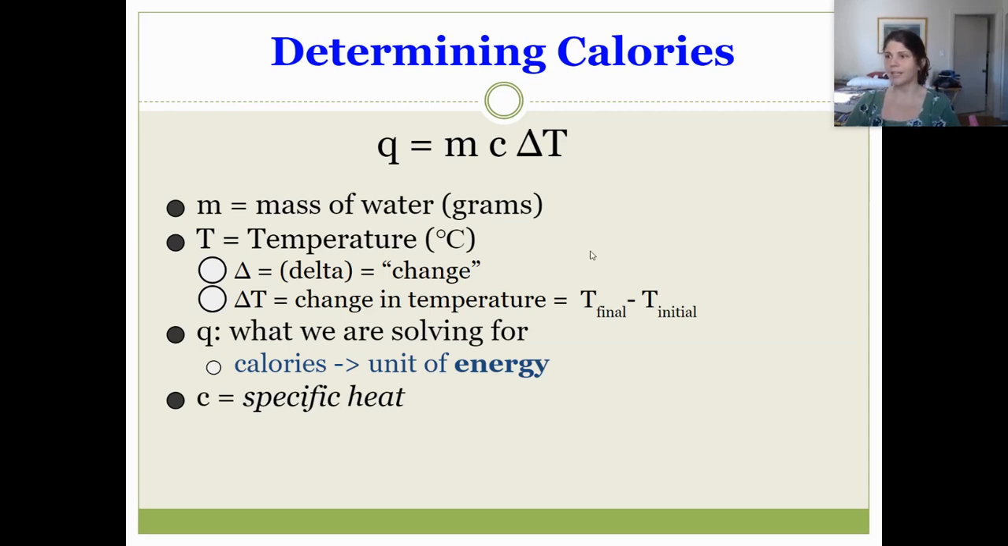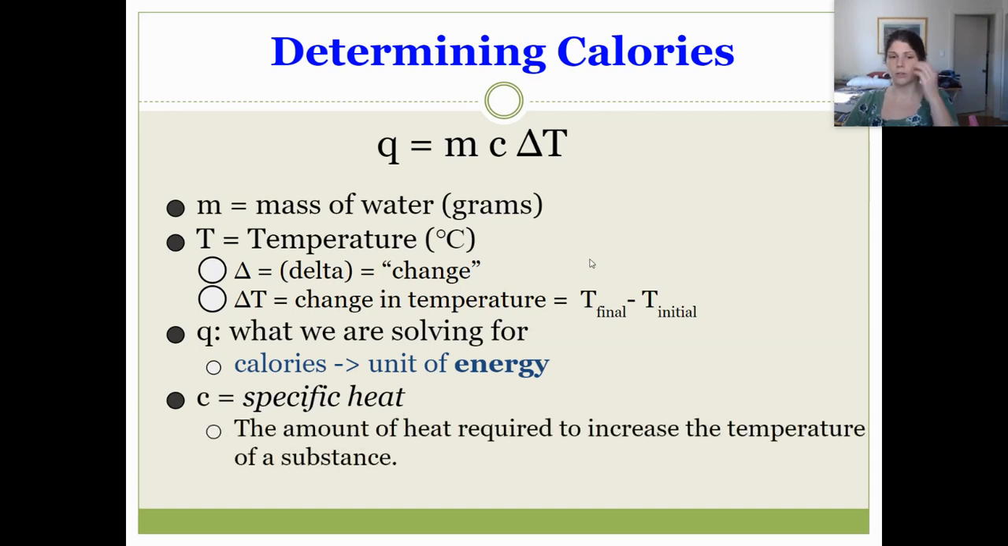So C is a constant. It's the amount of heat required to increase the temperature of a substance. But for water, it's 1. Moving forward, we won't always use water. Though when we use the type of calorimeter that we were just talking about, a can calorimeter, we will always be talking about water. I know this slide is from yesterday, but make sure you get down the important stuff in your guided notes again.